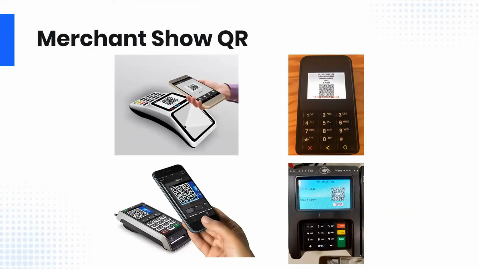How about merchant show QR? It's usually displayed on a merchant pin pad. It can also be displayed on the customer facing screen depending on the point of sale used. Recently, I forgot where I was eating, but I remember it was a Revel point of sale. And there was this customer facing screen. So you could actually generate a QR code directly on that screen and still bypass that payment terminal.